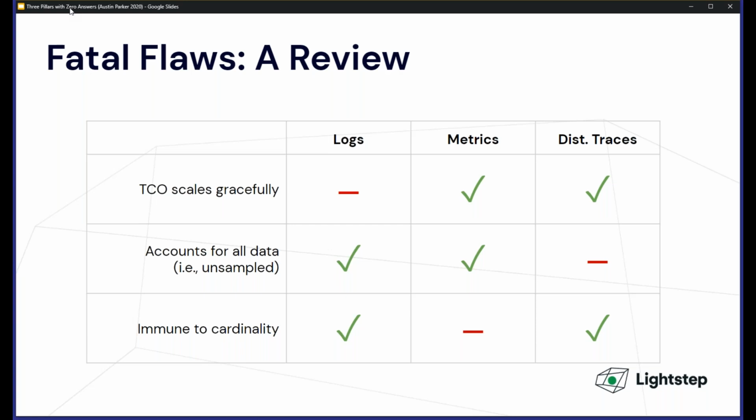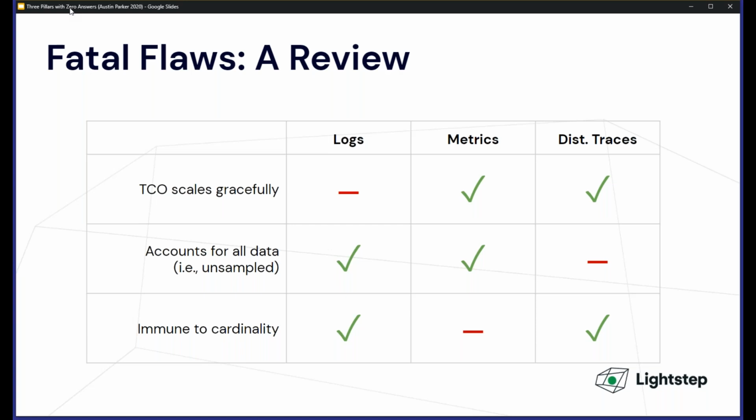So if we review, there are these three fatal flaws for logs, metrics, and distributed traces. It's pretty much impossible to find a solution that is, let's say, a standard logging or tracing or metric system that can scale gracefully, account for all data, and be immune to cardinality issues. This in and of itself is a major critique of this three-pillar mindset.